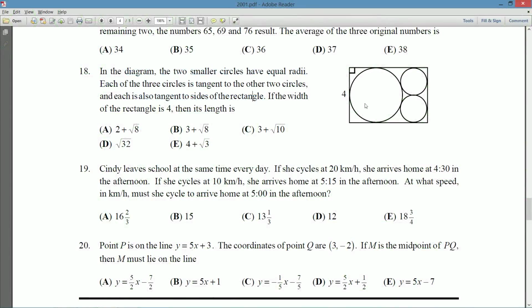If the width of the rectangle is 4, just as we have shown, then its length is, so the length is the other dimension, and we need to work that out. Okay. So 4 looks like it should be the diameter of the big circle, and is probably twice the diameter of the smaller circles. Let's draw ourselves a picture and see what we can work out.